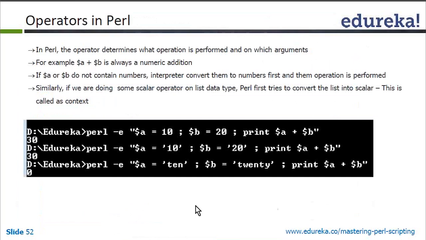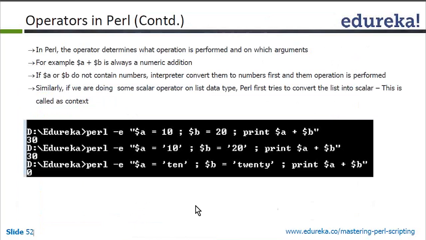Okay, so operators in Perl. In Perl, the operator determines what operation is performed and on which arguments. For example, $a plus $b is always a numeric addition. If $a or $b do not contain numbers, the interpreter converts them to numbers first and then the operation is performed. We'll understand slowly. Similarly, if you are doing a scalar operation on a list data type, meaning a hash or array, Perl first tries to convert the list into a scalar. This is called a context.